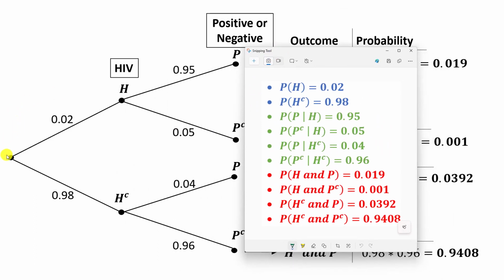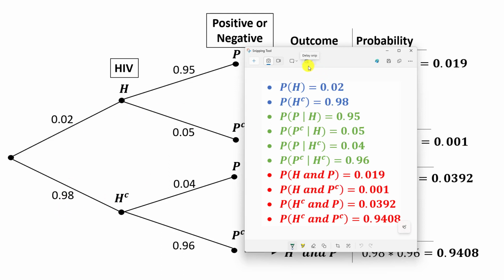The first one we have is the very first branch. And remember, I told you before we even made this tree diagram, the very first branch should relate to a probability that's not conditioned upon anything. So this is just the general probability that someone has HIV, or the general probability that someone does not have HIV. So that's P of H and P of H complement, the 0.02 and 0.98.